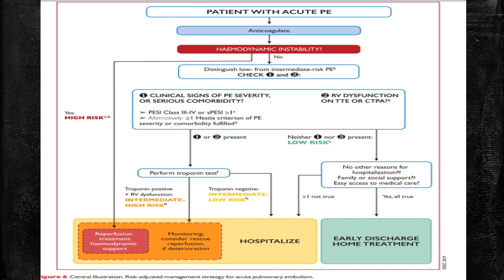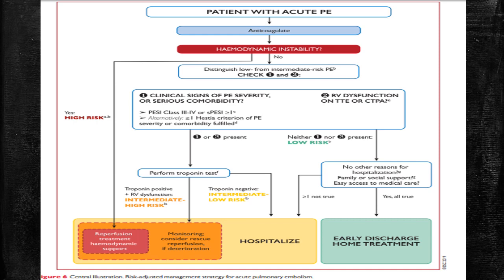Now you know that this patient is in acute pulmonary embolism. You will start with anticoagulation, and if the patient is hemodynamically unstable, then you will start reperfusion treatment. And if the patient is not hemodynamically unstable, he is stable, then you have to check 1 and 2, which are clinical signs of pulmonary embolism severity or serious comorbidities, and right ventricular dysfunction. If there is no other reason for hospitalization, family or social support is there, and there is easy access to medical care, then early discharge home and treatment. And if one is not true, then you have to hospitalize the patient.